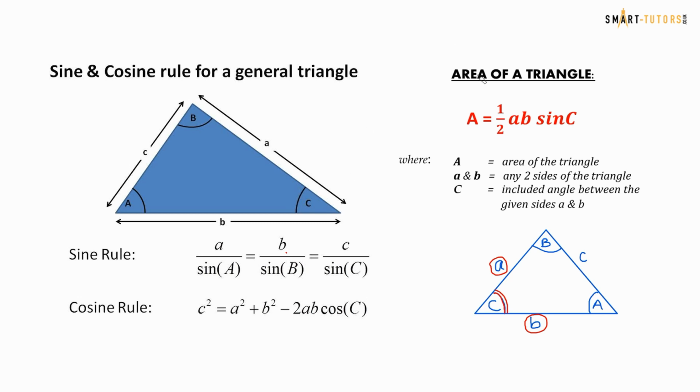Then the next one is the area of the triangle. Area equals half ab sine C. The important part is, if you select a and b, the sine of the in-between angle has to be multiplied together. So half times a times b times sine C. So sine C is the angle in between the two sides. So that is the area of the triangle.